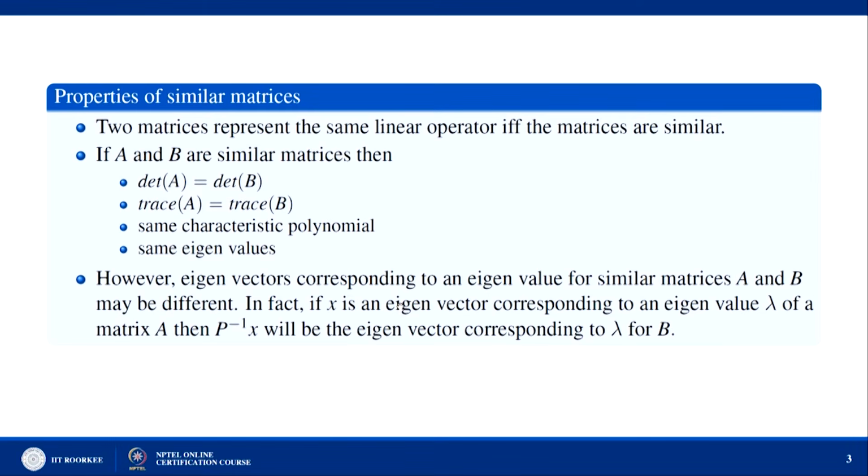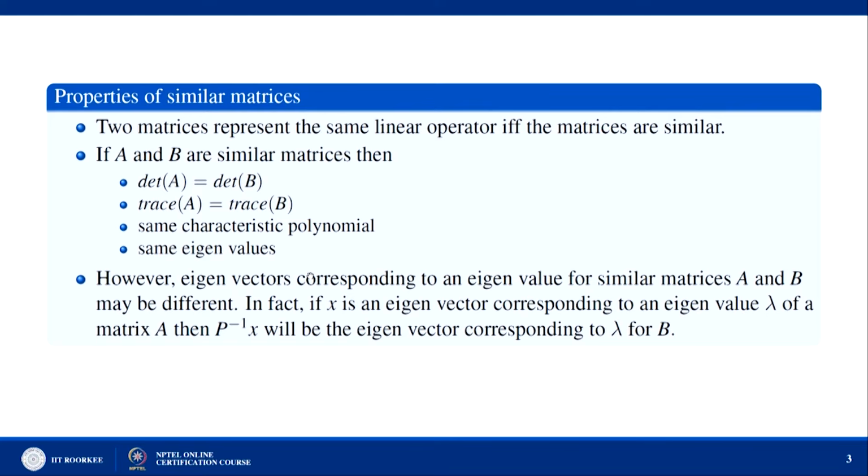You can easily see that two matrices represent the same linear operator if and only if the matrices are similar. Number 1, if matrices are similar, then the linear operators are also the same, or if they have the same linear operator, then the matrices are similar. If A and B are similar matrices, then determinants are equal, traces are equal, same characteristic polynomial and same eigenvalues. This we have already discussed.